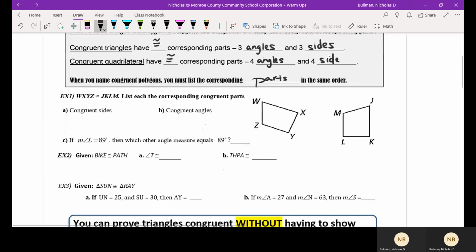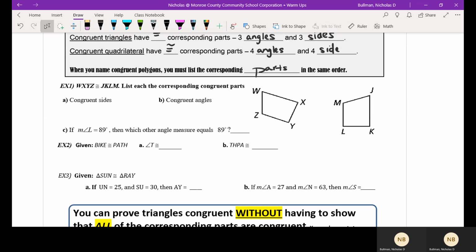All right, so to look first at this first example, you've got WXYZ is congruent to JKLM. Okay, remember the order matters. Okay, so the corresponding parts have to be in the same order. So it talks about first the congruent side. So I'm going to use the order of the letters to help me see which parts are congruent.